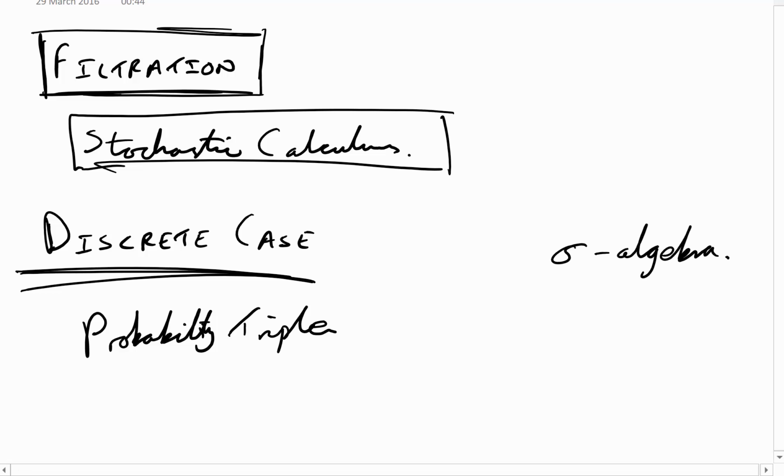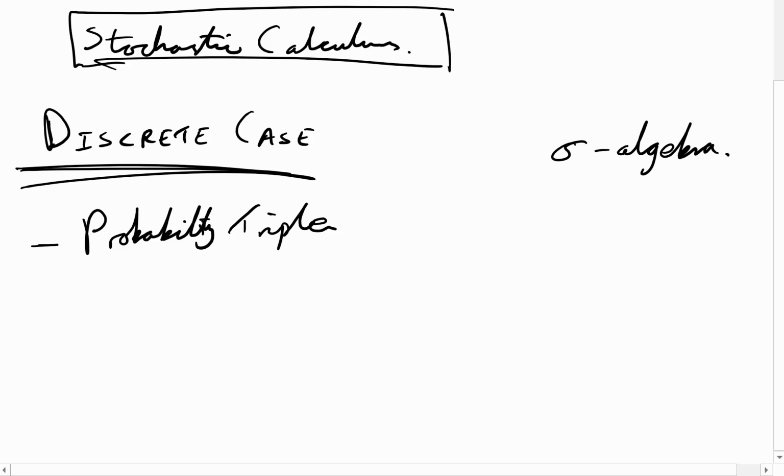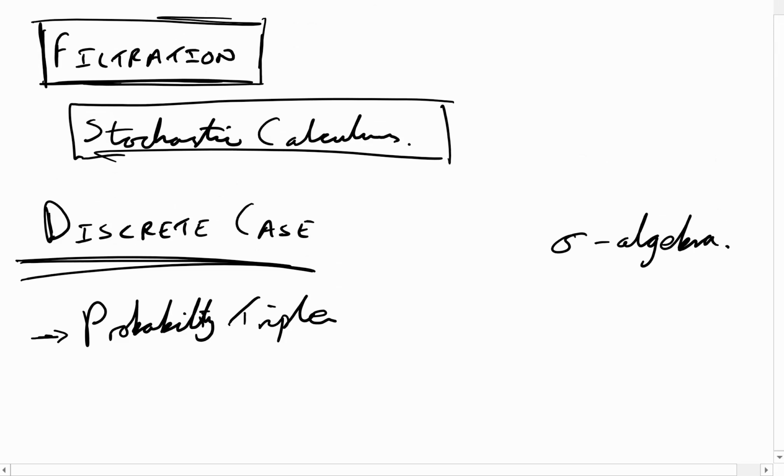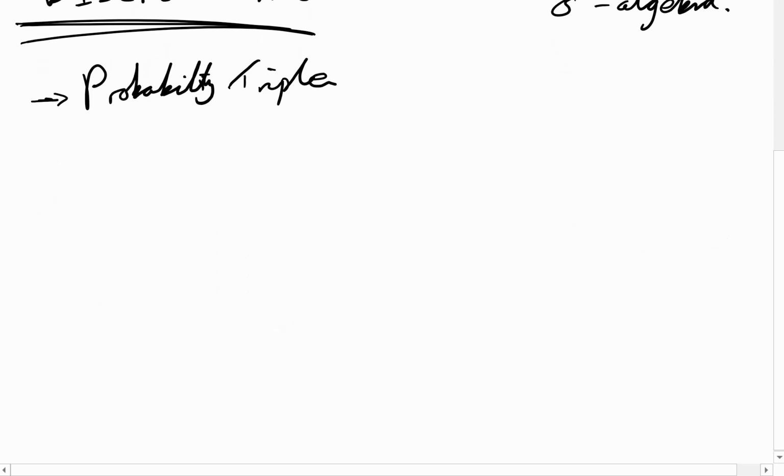Sigma-Algebra. The first thing I'm going to start talking about in order to introduce this idea. I'm just outlining all the ideas that we're hopefully going to come on to within the next few videos. First things first, I'm going to start talking about this probability triple.